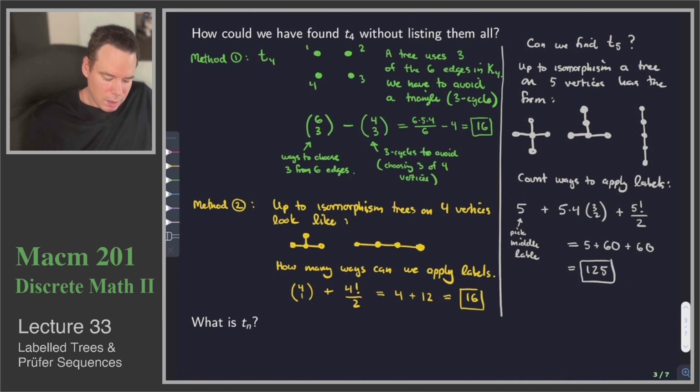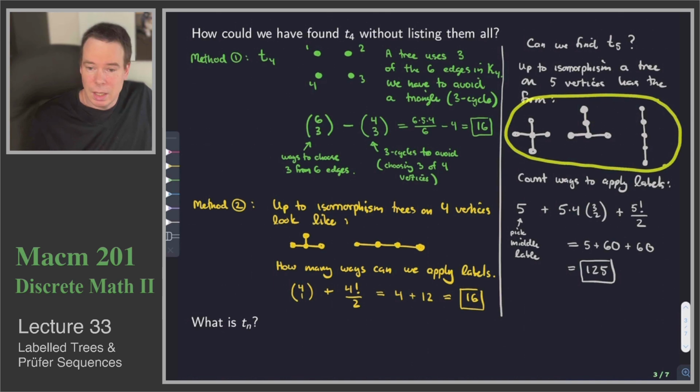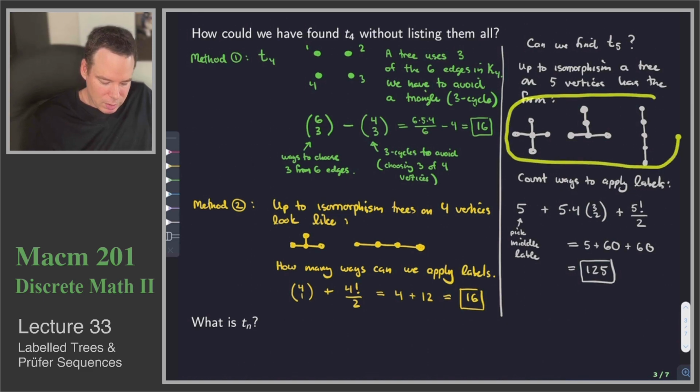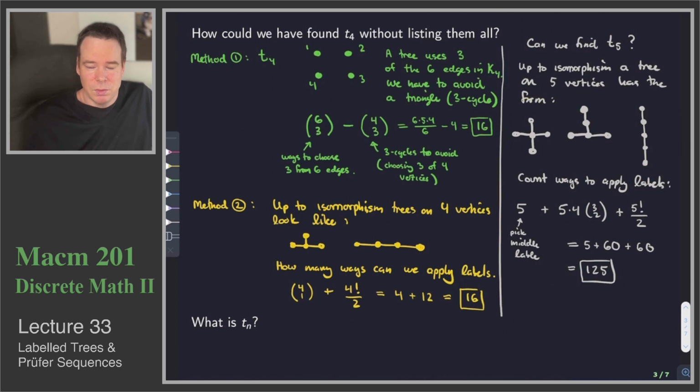Now there's a problem with continuing this approach, because if we try to do this for T6, for example, I'd need to know all of the trees on 6 vertices up to isomorphism and then count how many ways there are to apply the labels. But that becomes a challenging problem as well, figuring out how many trees there are up to isomorphism for a specific number of vertices. So in the small cases, we are able to just list those, but as soon as n becomes larger, this becomes a bit infeasible as well. So what we are interested in is, what is Tn in general, and how can we count it?